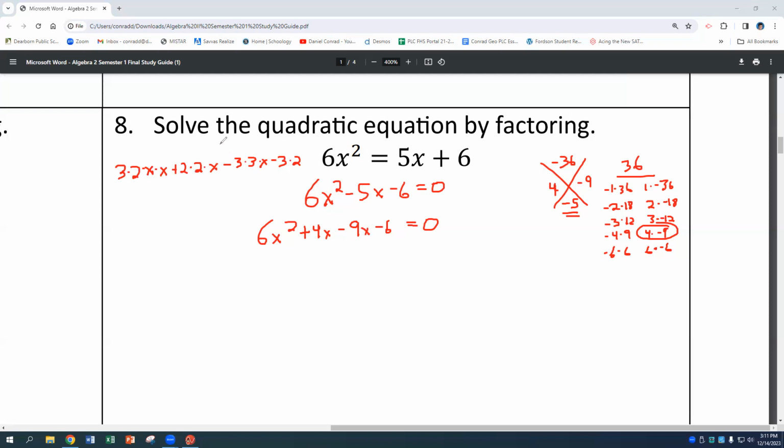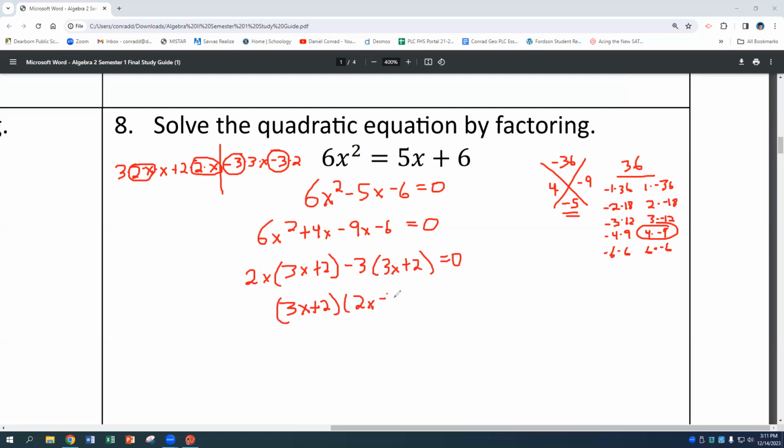So for the first two, right, what we have is a 2 and an x. So we're going to factor out 2x. And what we have left is 3x plus 2. For the second ones, we're going to factor out a negative 3. And what we have left is 3x plus 2. So then they both have a 3x plus 2. And then we have 2x minus 3.